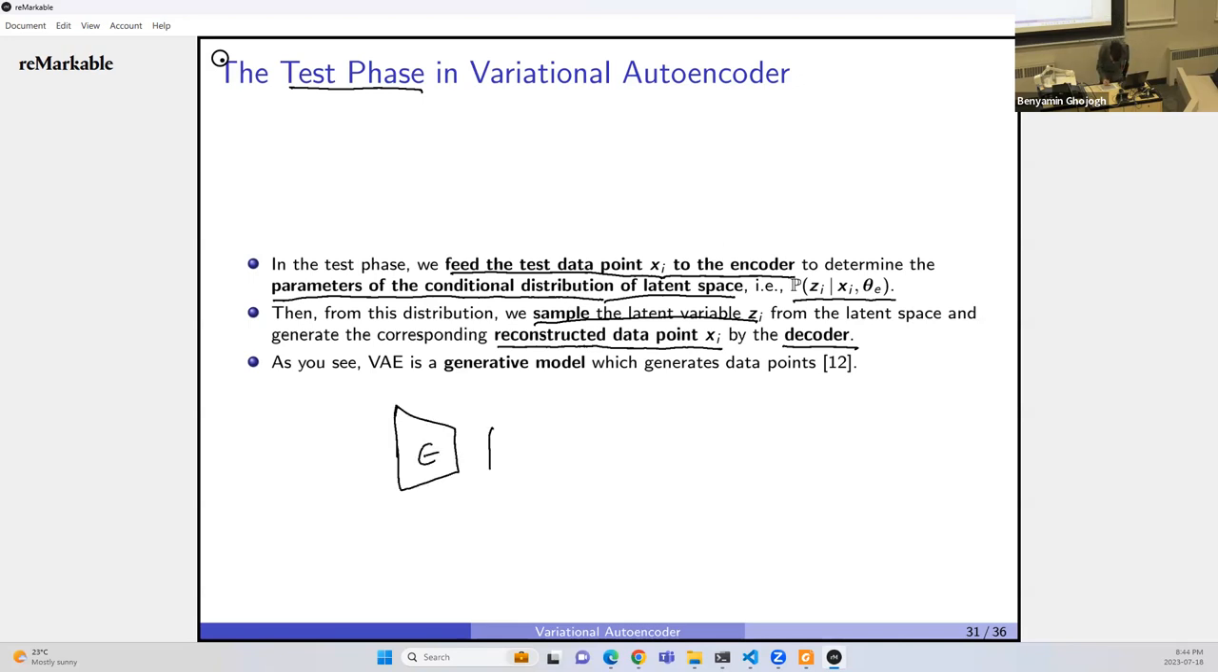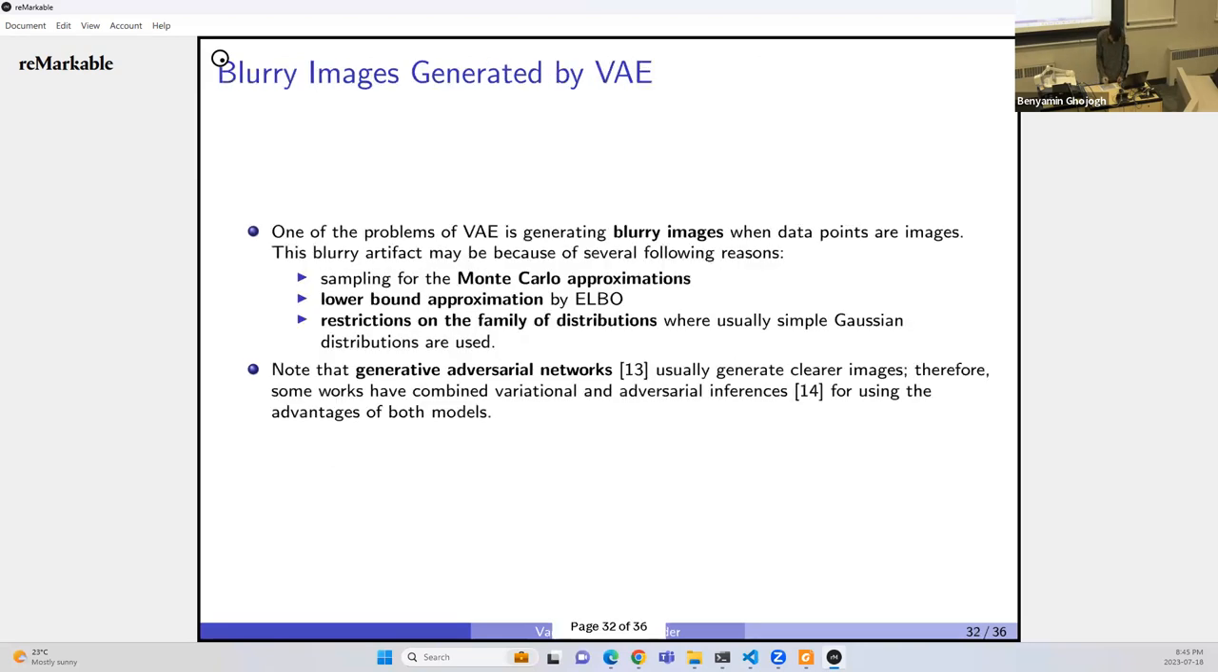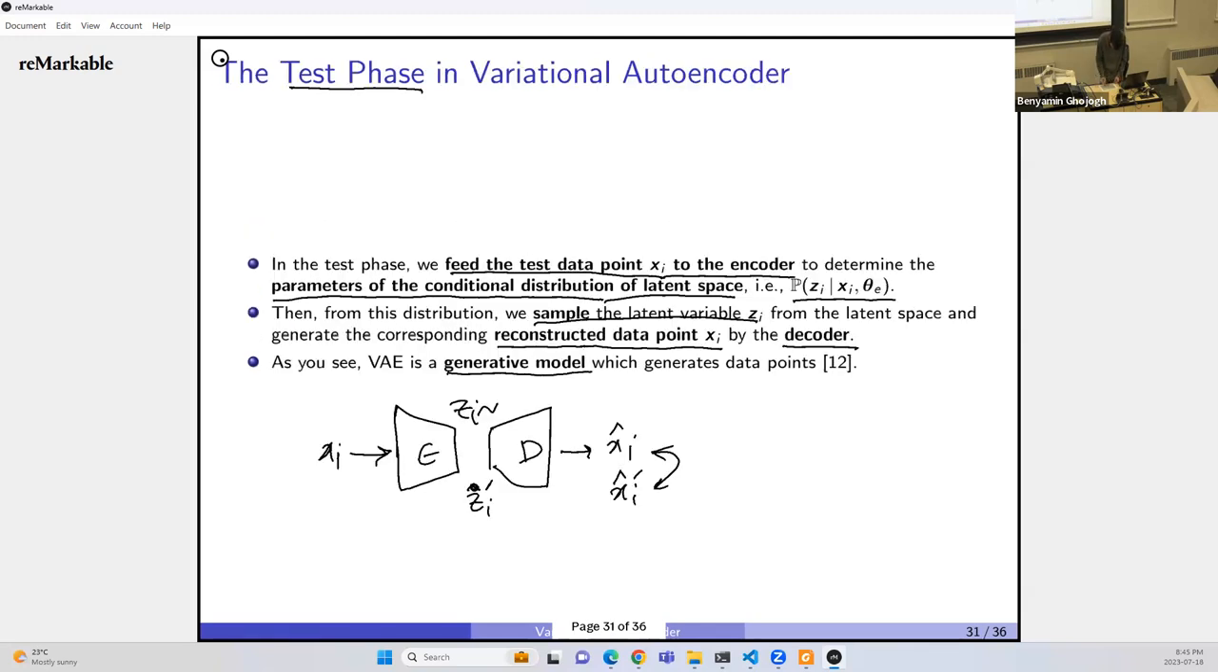I have encoder, I have decoder, I have Zi, which is sampled. I feed Xi to this, it gives me some Xi hat. I feed the same Xi again. It might be another Zi, Zi prime, then it gives me Xi hat prime. Xi hat and Xi hat prime are very similar to each other, but slightly different because Zi and Zi prime are a bit different. As you see, it's stochastic. In Python, in PyTorch, if you want to get the same result all the time for the same Xi, you should set the random seed. And as you see, it's a generative model which generates data points.